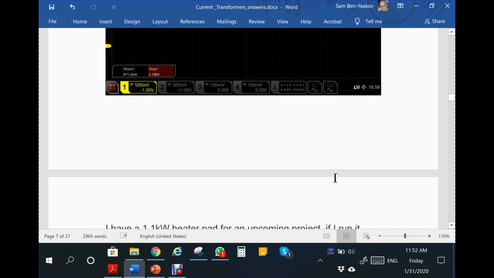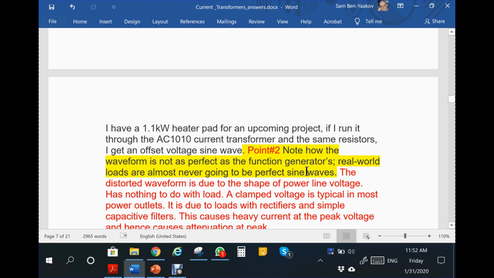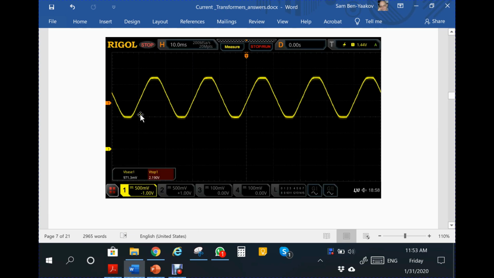So again, the statement is, note how the waveform is not as perfect as the function generators. Real world loads are almost never going to be perfect sine wave. Okay? So the clamping here is attributed to the load, to the heater, and it says that real loads are not always like a function generator output sinusoidal waveform. Well, this is wrong, because this clamping is due to the fact that the line voltage is distorted. It has nothing to do with the load.